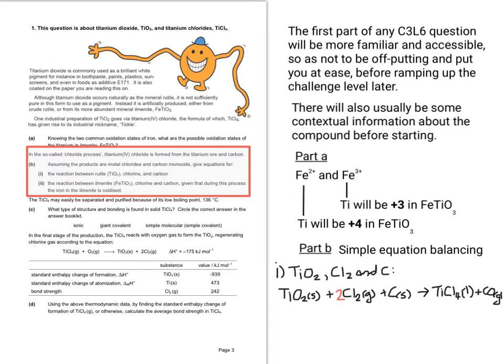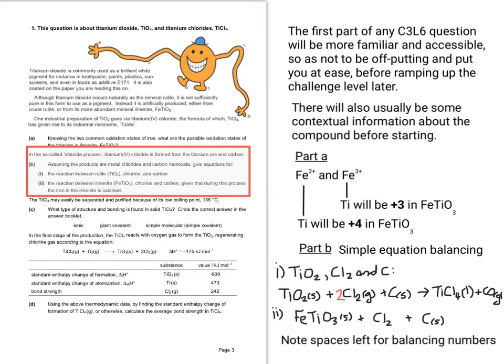This is the compound we've just worked out the oxidation states for. So I'm slowing down a little bit here because FeTiO3 is a slightly more complicated compound than TiO2. There are also 2 different possible oxidation states that the titanium could be in. So it's wise to leave spaces for your balancing numbers, which is what I've done. So let's now have a look and see what the question tells us.